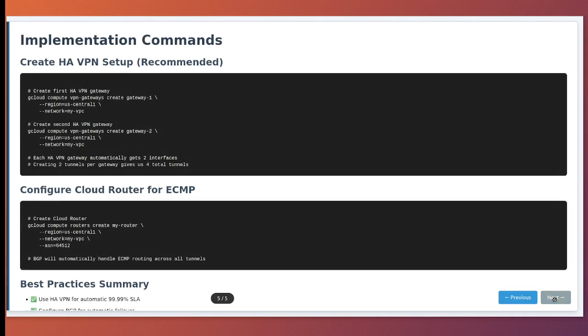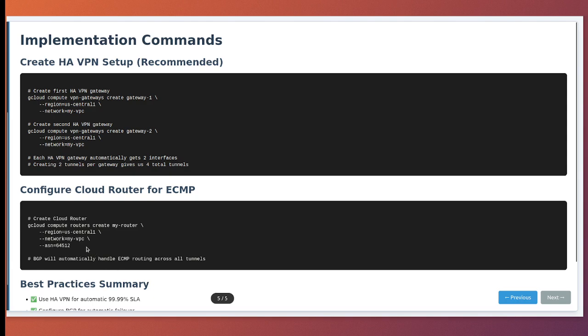Implementation best practices. Now let's look at how to implement this configuration correctly for maximum benefit. First, always use HA-VPN instead of classic VPN for new deployments. HA-VPN automatically creates 2 interfaces per gateway and establishes a 99.99% SLA when properly configured. With 2 HA-VPN gateways, each with 2 interfaces, you get 4 tunnels by default, which is exactly our winning configuration.